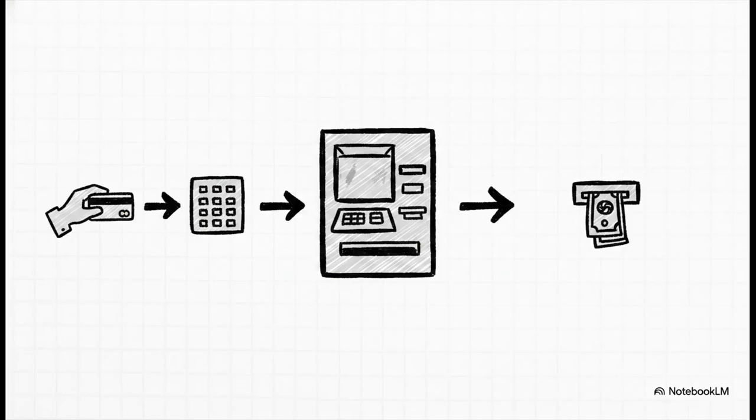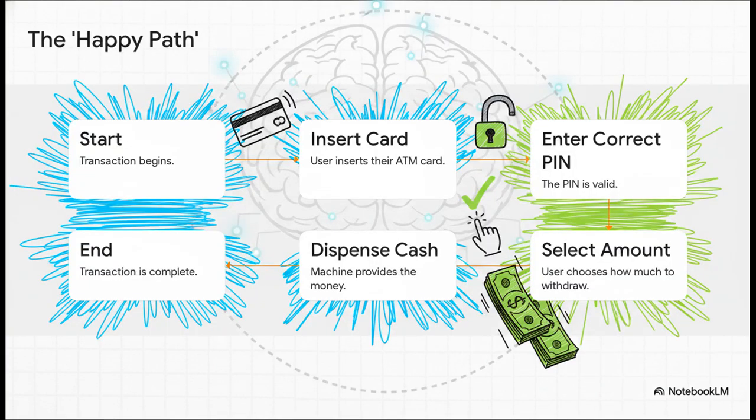So for this, let's try to plan out an ATM withdrawal using a flowchart. Think of it like a recipe for a program. We're going to map out every single step the machine needs to take to give you your cash. Okay, so this is what we call the happy path. It's the ideal scenario, right? You start, you insert your card, you enter the correct PIN, you select an amount, you get your cash, and you're done. Everything goes perfectly from start to finish.